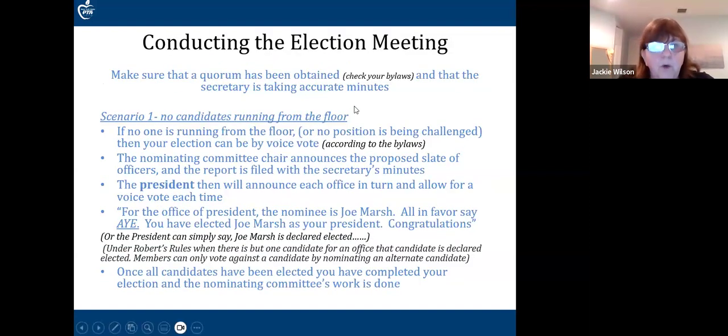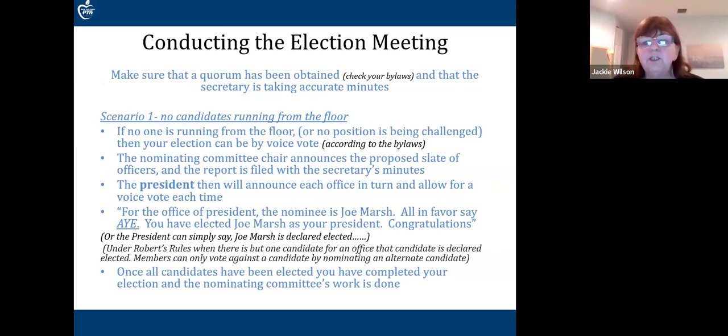So here's scenario 1. No candidates are running from the floor. First of all, always important in any general meeting is, do you have a quorum? And again, that's a number that is listed in your bylaws. If no one is running from the floor or no position is being challenged, then your election is simply by voice vote. That's in your bylaws.